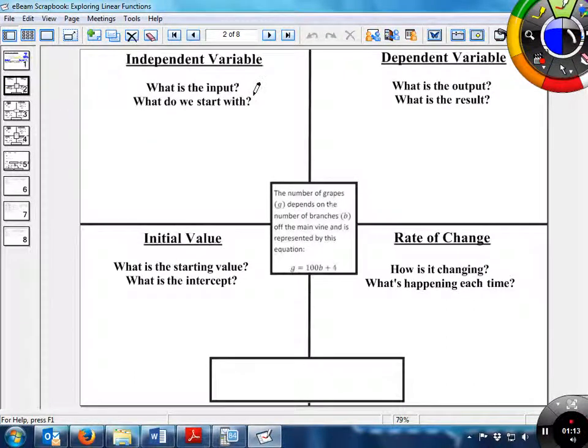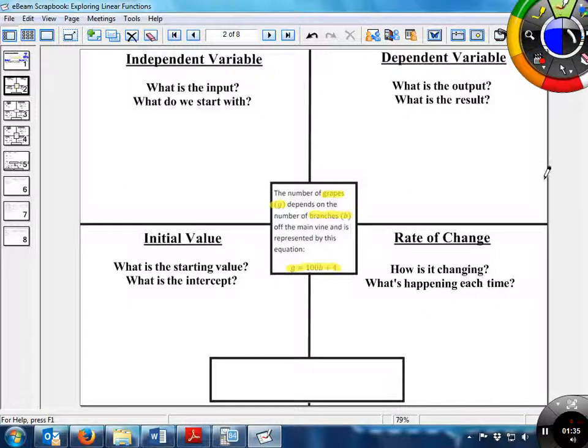In our first example, we're going to find the independent variable, the dependent variable, the initial value, and the rate of change for each of these examples. So in our first example, the number of grapes, G, depends on the number of branches, B, off the main vine, and is represented by this equation. So G is equal to 100B plus 4.